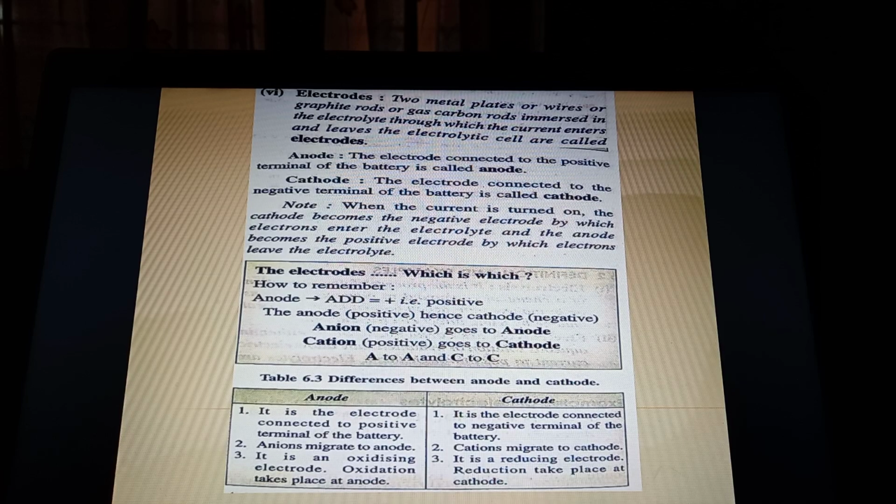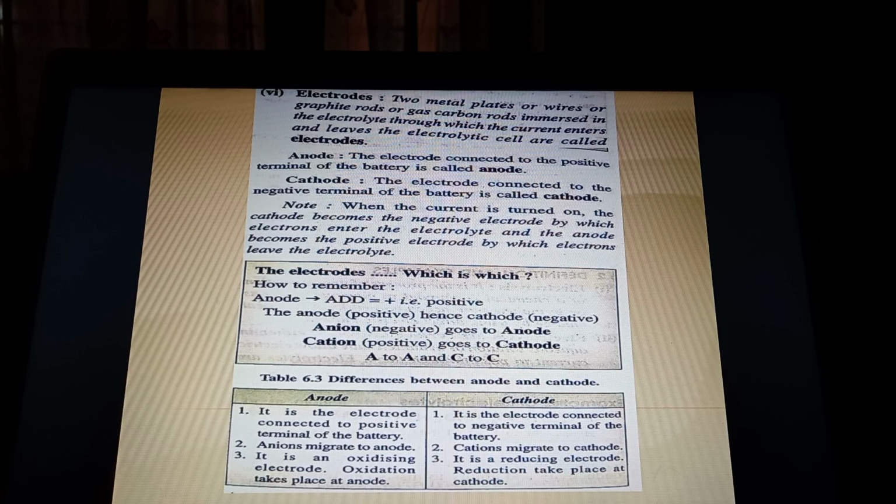Now how to remember? See, anode means add. A for anode, A for add, that is positive. So it means anode is always connected to positive. Now cathode, so anions, they are negative. So A goes to A. So anion goes to anode, cation, positive, goes to cathode. So A to A, C to C. This is how you have to remember, because you have to keep this in mind when you have to write an observation in the upcoming topics. So A goes to A, C goes to C.